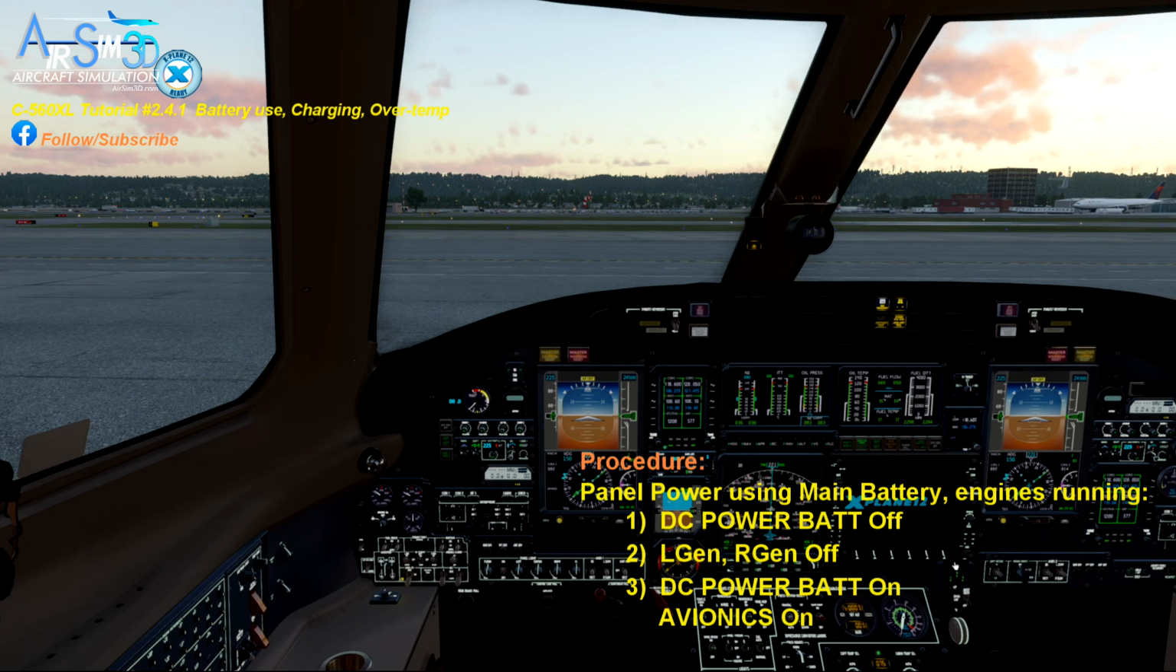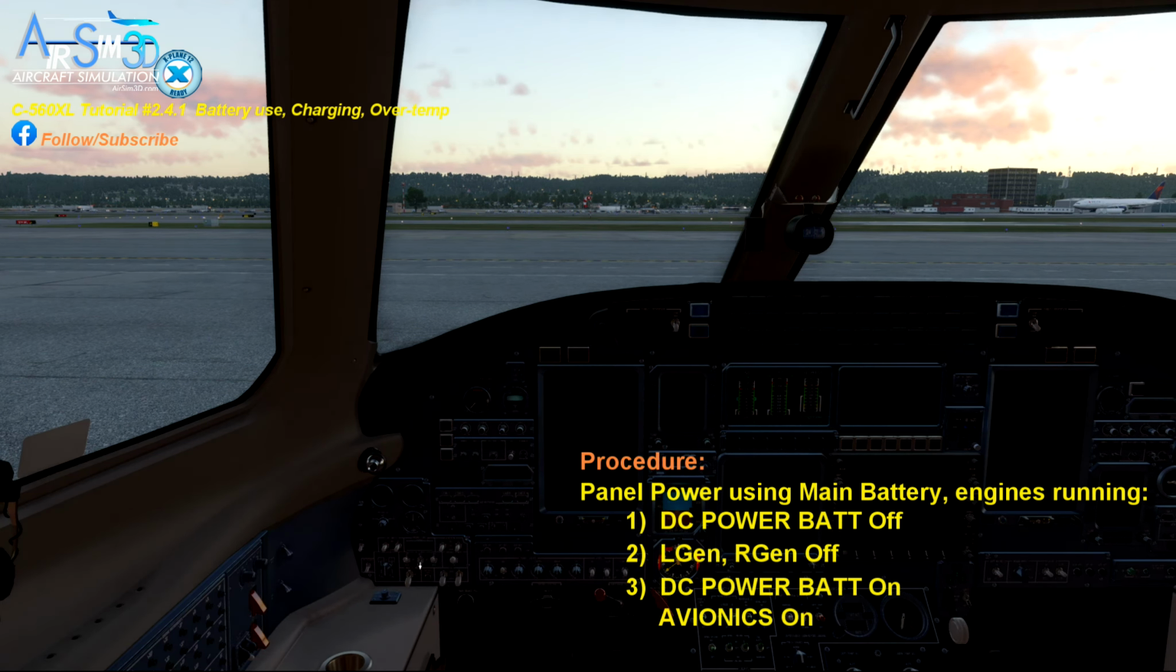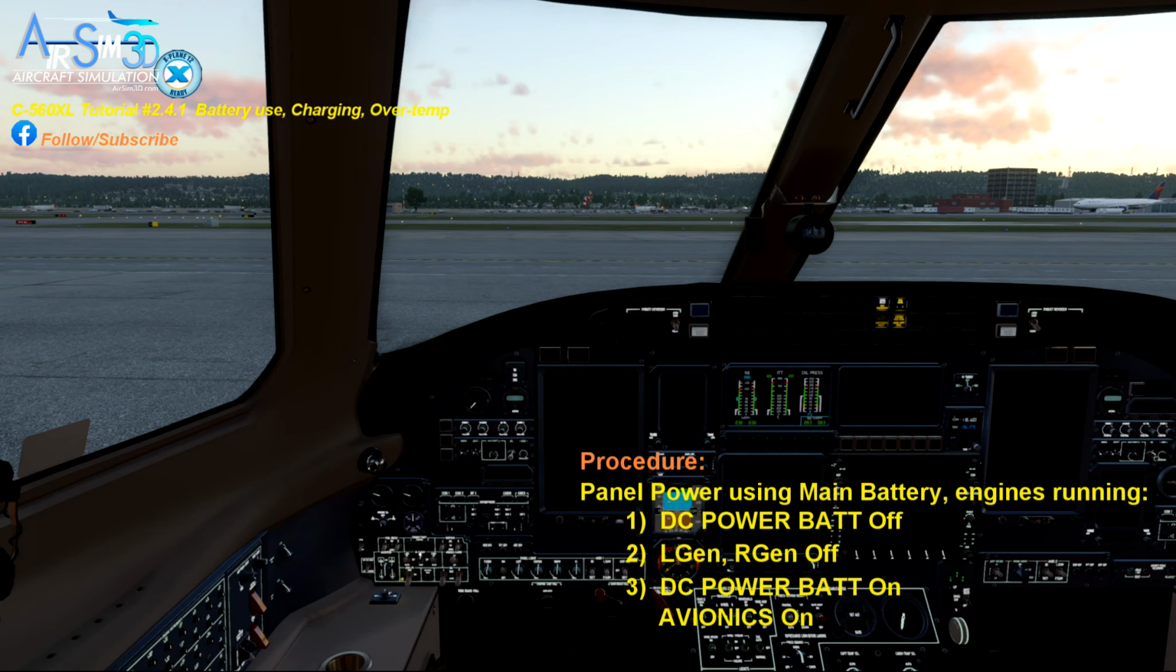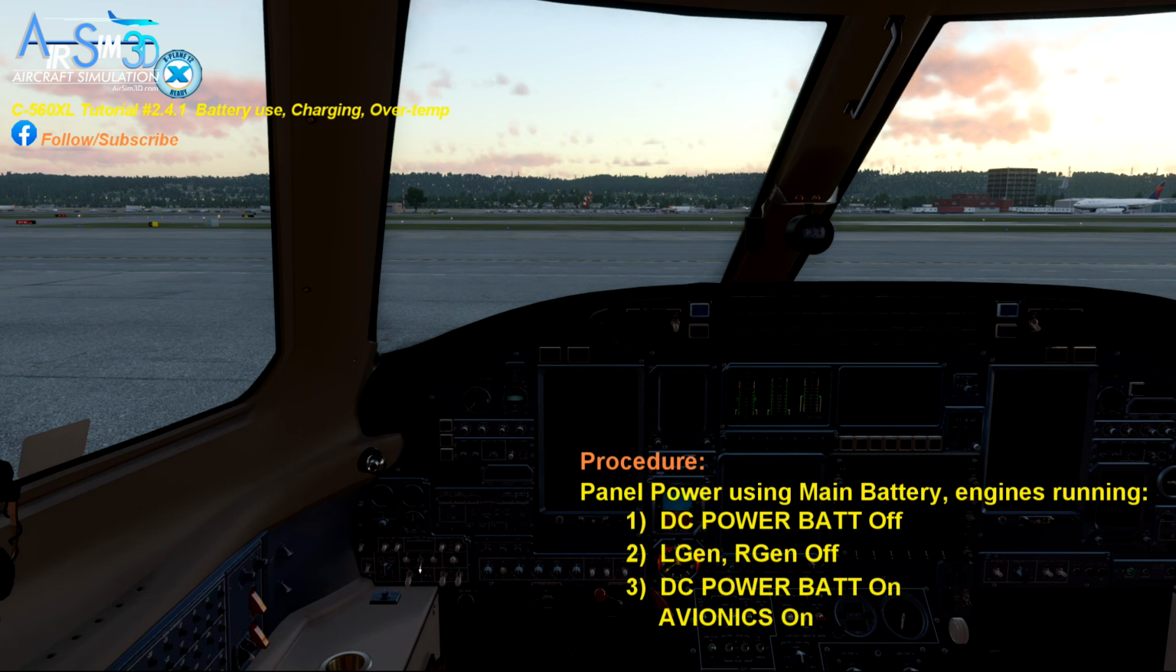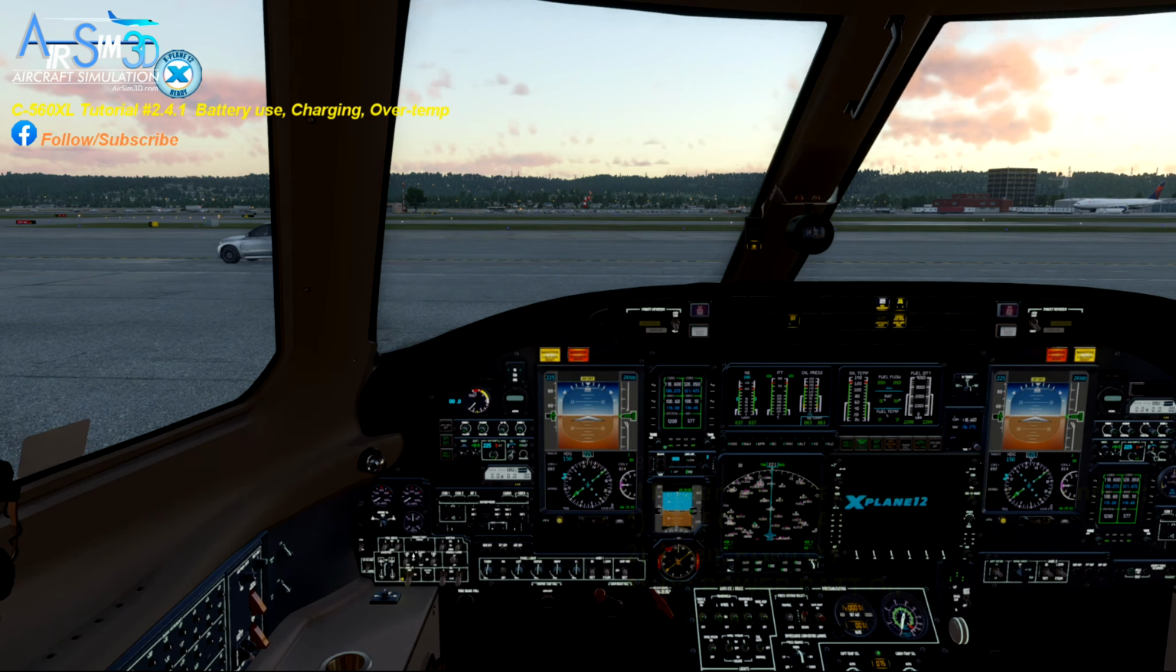And just to repeat, since this is very critical to battery health, if at any time you have generators on and the battery switch is moved to the emergency position, you cannot simply turn the battery switch back on and expect the cockpit to light up again. You must go through the 3 steps we just outlined to get back to a fully lighted cockpit.